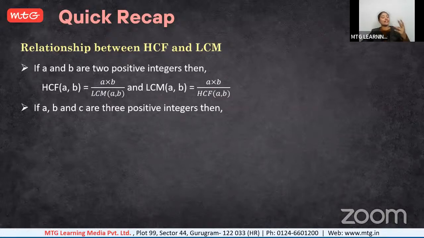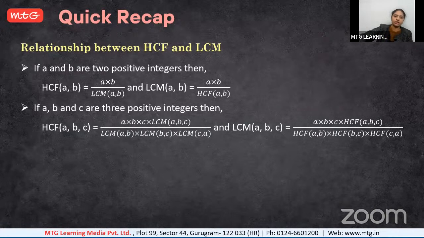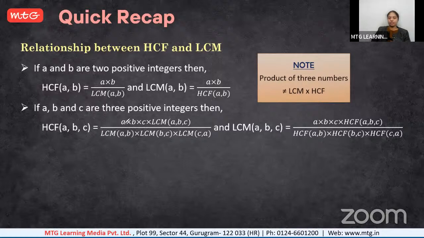If the same concept of LCM and HCF is needed for 3 numbers, here are the shortcut formulas that we have. For the HCF of 3 numbers, you just need to multiply the 3 numbers with their LCM and divide it by the product of the LCMs of every 2 numbers. In the same way, here you have the formula for the LCM of 3.